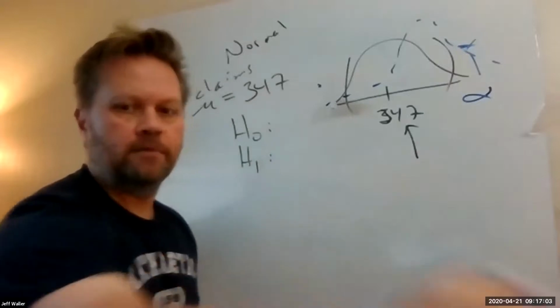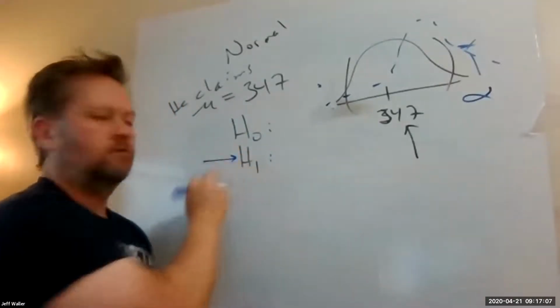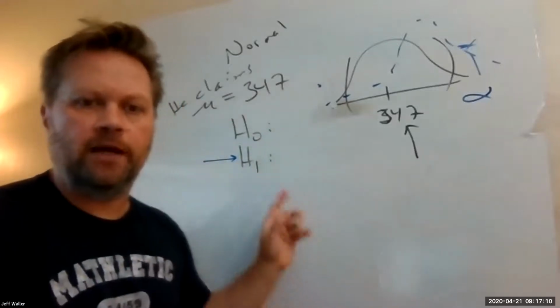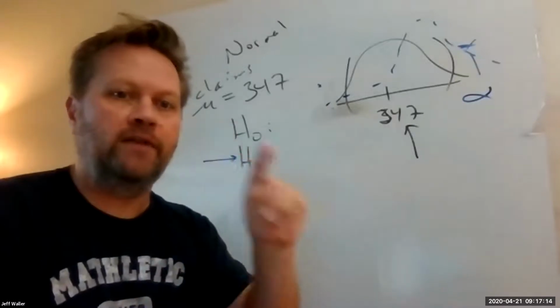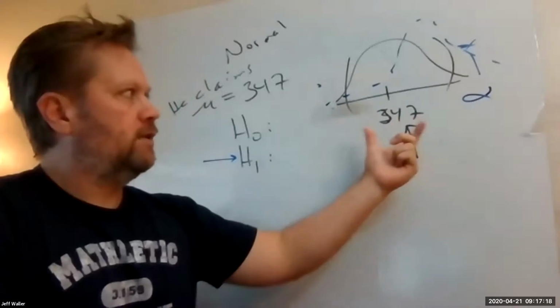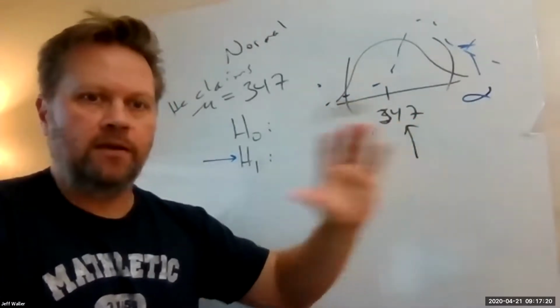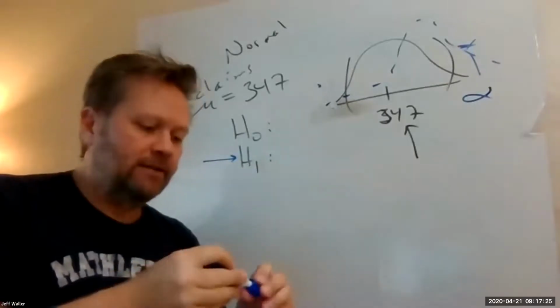So help me out. Here's the idea. No matter what the claim is, I always want the alternate hypothesis to be the one that I can show evidence for. I can never show evidence that a mean equals something by just taking a sample.